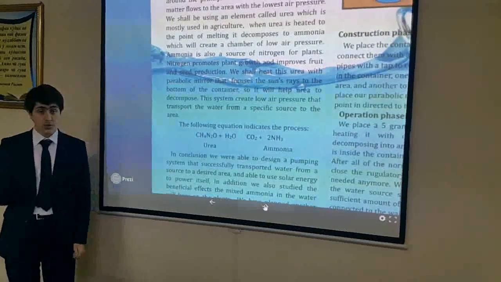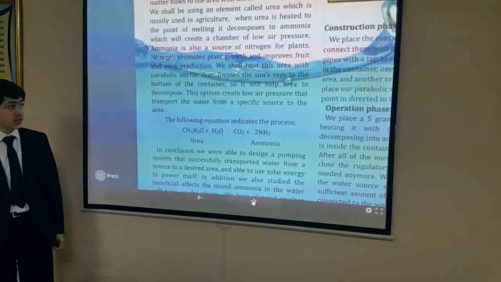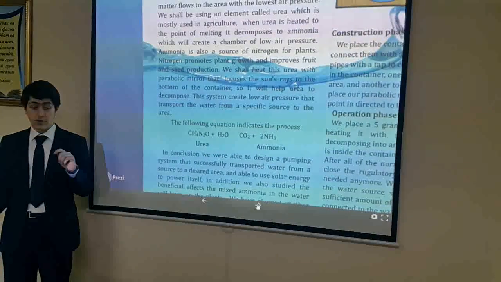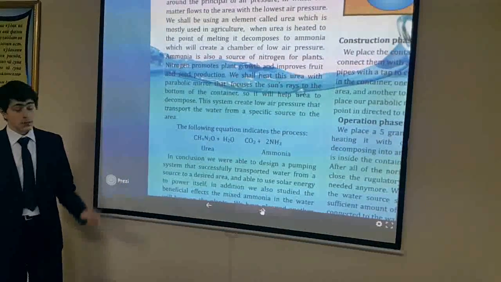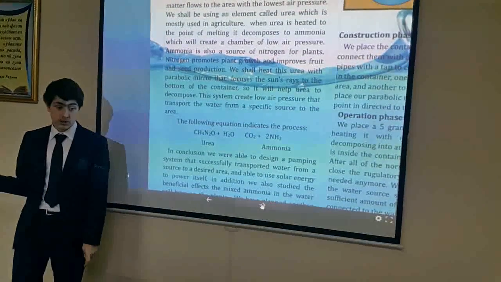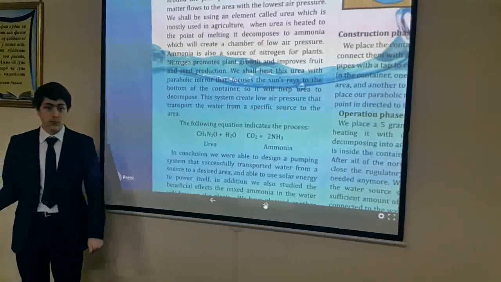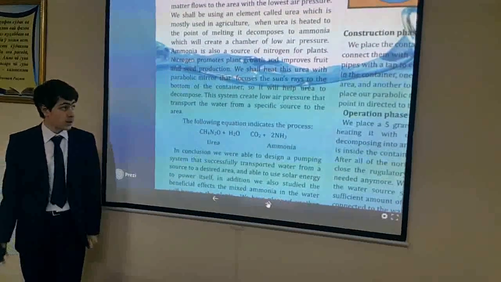Well, when urea has been heated enough, it decomposes into gaseous ammonia. When the gaseous ammonia fills the chamber, it shall create a low air pressure chamber. But ammonia is also a good source of nitrogen, and I shall explain why ammonia holds a good amount of nitrogen.